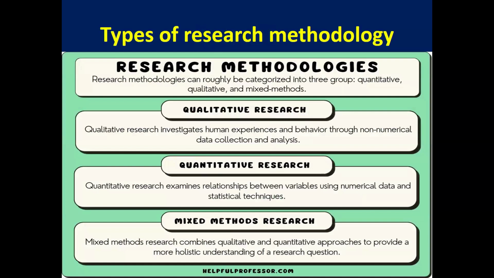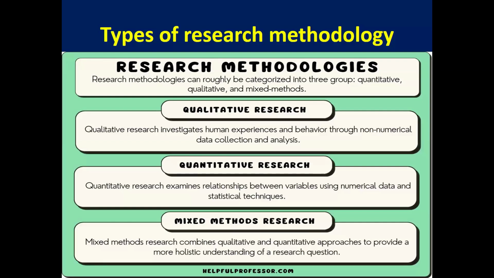Basically, there are three types of research methodology, and mainly these are not research methodology as such, these are research approaches. And based on these approaches, we follow research methodology. So number one is qualitative, number two is quantitative, and when we mix qualitative and quantitative, it's called mixed method research.